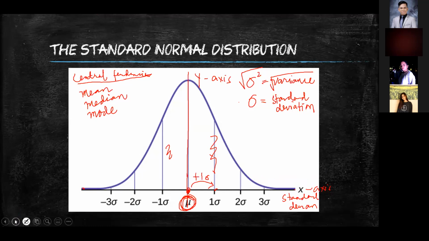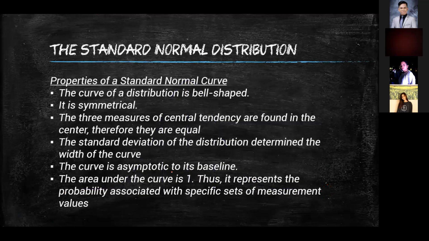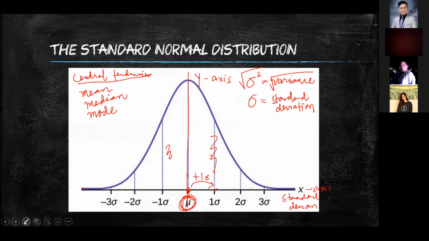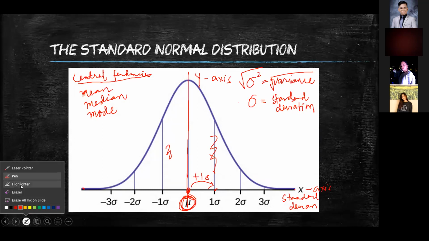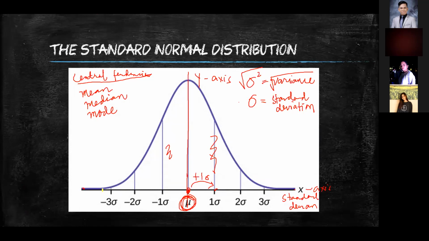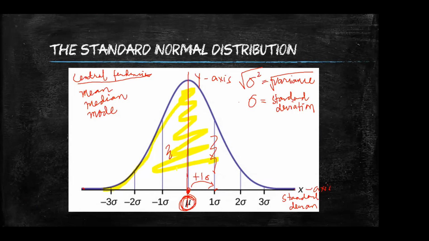And lastly, the area under the curve is 1. So kapag kinuha natin yung area under the curve, ibig sabihin yung buong ilalim ng normal curve, from here, lahat yan, yung loob, yan nga yun, hanggang dito. Kapag hinanap natin yung area nitong buo, ayan, ilan ang area? 1. 1 yung area niyan.